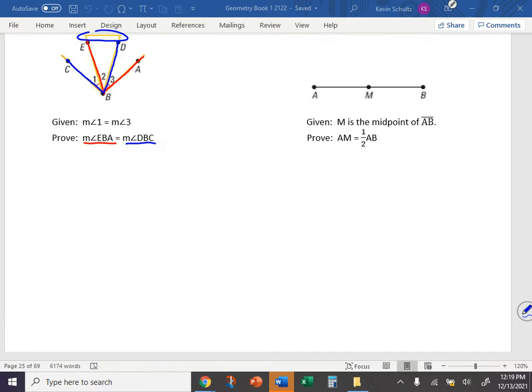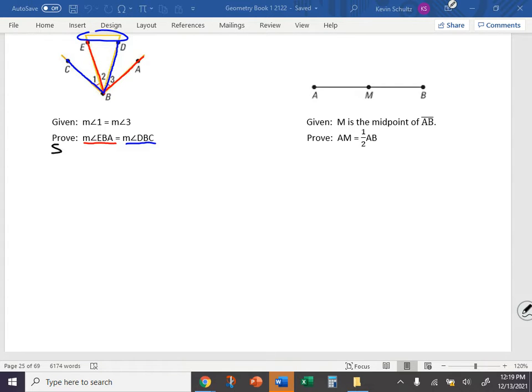Well, EBA and DBC, they both use angle 2. Okay, so 2 is the common angle there, right? We know that angles 1 and 3 are congruent, and both angles have 1 or 3, and both angles have angle 2. So it makes sense that they're congruent because they're basically made up of the same angles. 1 and 3 are equal already, and they both have angle 2, which is the same. So kind of keep that in mind as we work through the proof here.